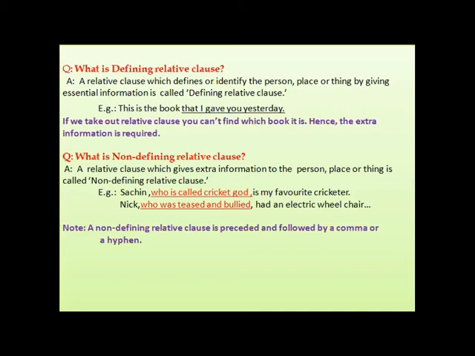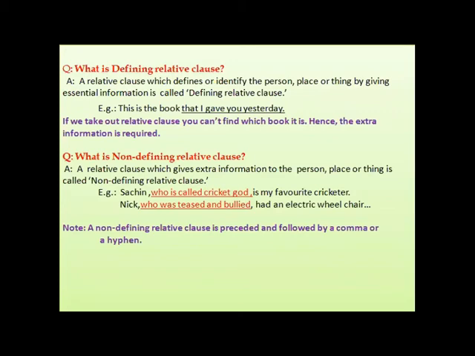And note, a non-defining relative clause is preceded and followed by a comma or hyphen. As this extra information is not required, we keep it in commas.